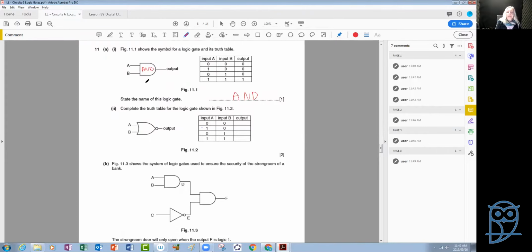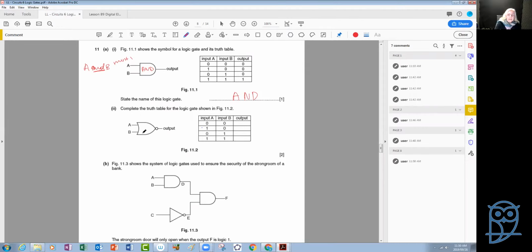Okay, so if we cannot remember the truth tables, we need to be able to figure them out by remembering the function of the gate. The function of the AND gate is that A and B must be 1 for the output to be 1. So this AND is very important in the name.